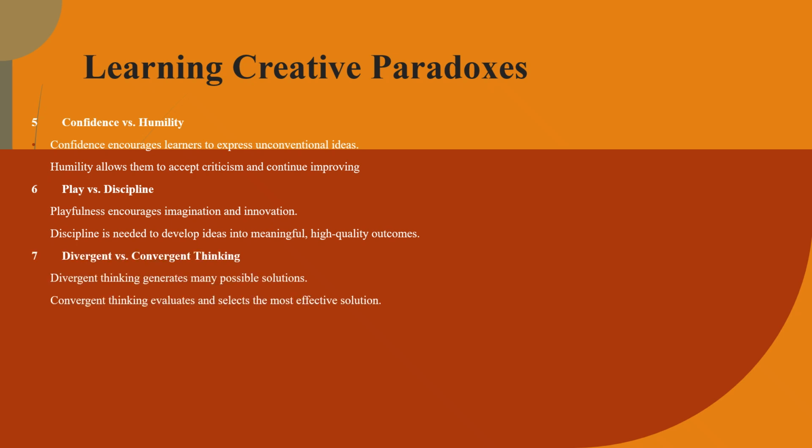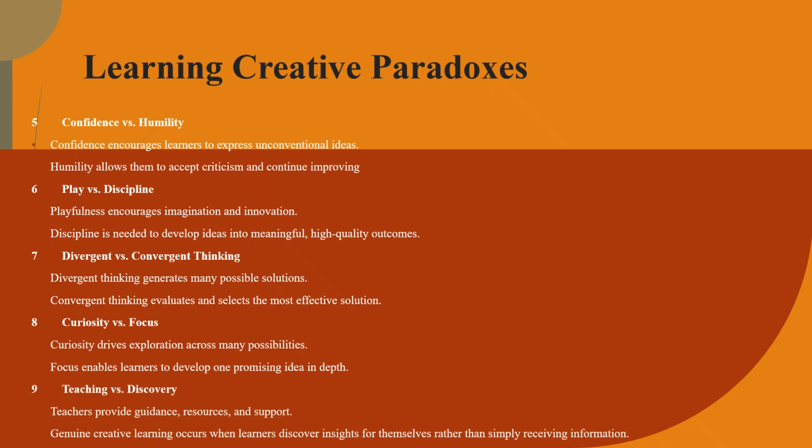Number 7, divergent versus convergent thinking. Divergent thinking generates many possible solutions, yet convergent thinking evaluates and selects the most effective solutions. Number 8, curiosity versus focus. Curiosity drives exploration across many possibilities, while focus enables learners to develop one promising idea in depth. The final paradox is teaching versus discovery. Teachers provide guidance, resources, and support, while genuine creative learning occurs when learners discover insights for themselves rather than simply receiving information.